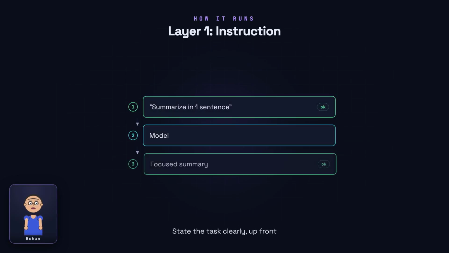Layer 1 is the instruction. A clear, specific directive summarized in one sentence narrows the probability distribution toward the tokens that satisfy it. Vague verbs like handle or process leave the model guessing, so be explicit about the task and any constraints.